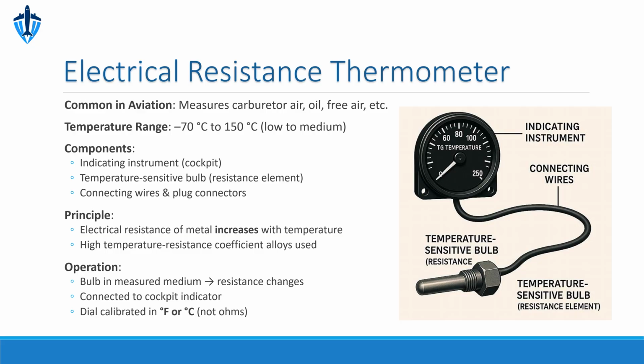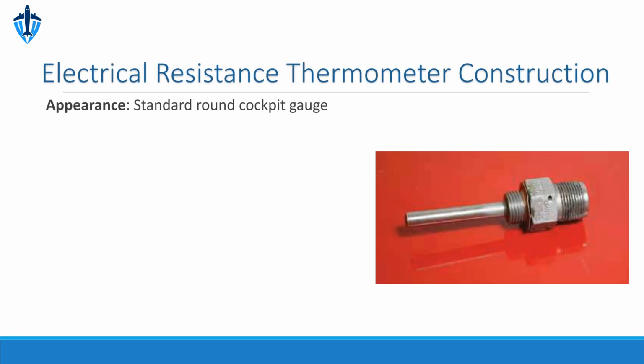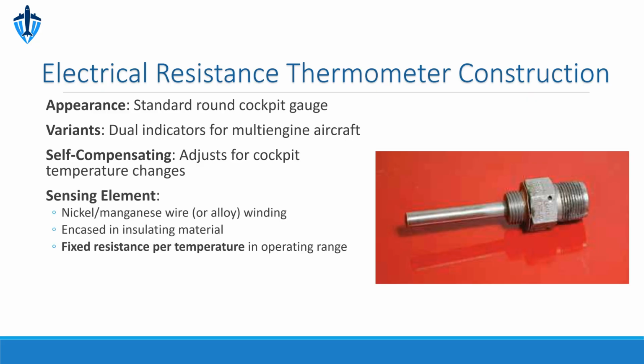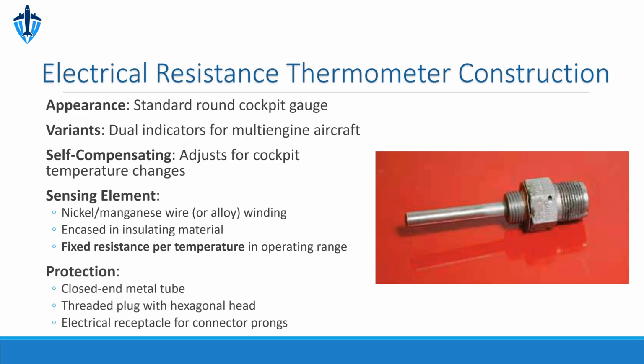accurate, real-time temperature data. The electrical resistance thermometer looks like any standard temperature gauge in the cockpit, with dual versions available for multi-engine aircraft. Most are self-compensating, automatically adjusting for cockpit temperature variations. The sensing element is a precisely wound nickel manganese alloy wire with a known resistance for every temperature in its range, embedded in insulation. This resistor is fully protected inside a closed-end metal tube, mounted on a threaded plug with a hexagonal head for secure installation. The winding ends are brazed to an electrical receptacle that accepts the connector plug prongs.